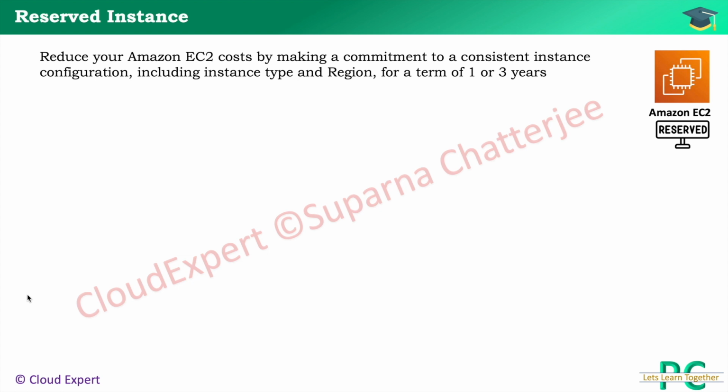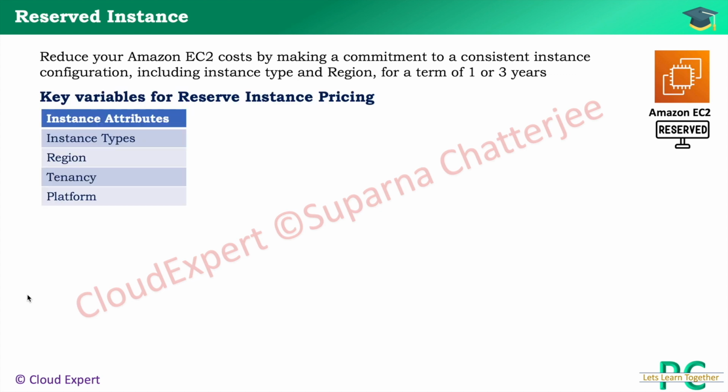With reserved instances, you are committing to a consistent amount of usage for a term of 1 or 3 years. The longer the duration you commit, the more savings you will observe. With reserved instances, you can save up to 72% of your EC2 cost compared to on-demand pricing. One thing you have to remember, reserved instances are not physical instances, but rather a billing discount applied on top of your on-demand instance usage.